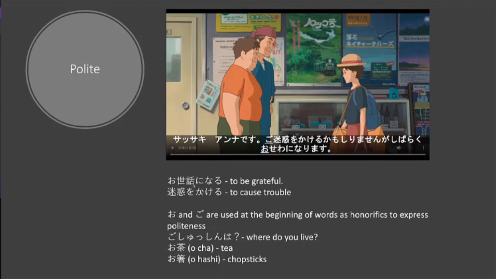We've got some polite stuff here. So more vocabulary. We've got お and ご, which are used at the beginning of words as honorifics to express politeness. So if you're going to say ご出身は, that would be like, where do you live? 出身 means location, and then we've got the は particle after. I think we might have said this in the first lesson, but when you're asking a question, you don't have to say ご出身はどこですか? You could just say ご出身は, and that could be implying that you're asking where do you live. But that ご is just extra politeness. O cha, again, you've got the o in the front. O hashi, which is chopsticks, you've got the o at the front. So it's just extra politeness.